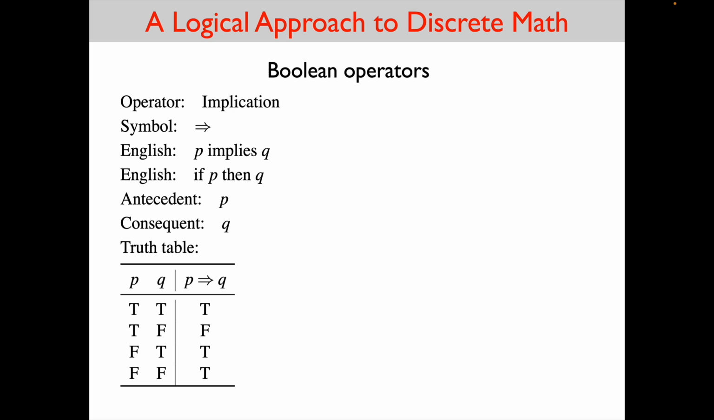So you can see why the Q is called the consequent, because in English you say if P then Q. So Q is what follows. It's the consequent. And P is called the antecedent. All right, so what is the truth table for if P then Q?